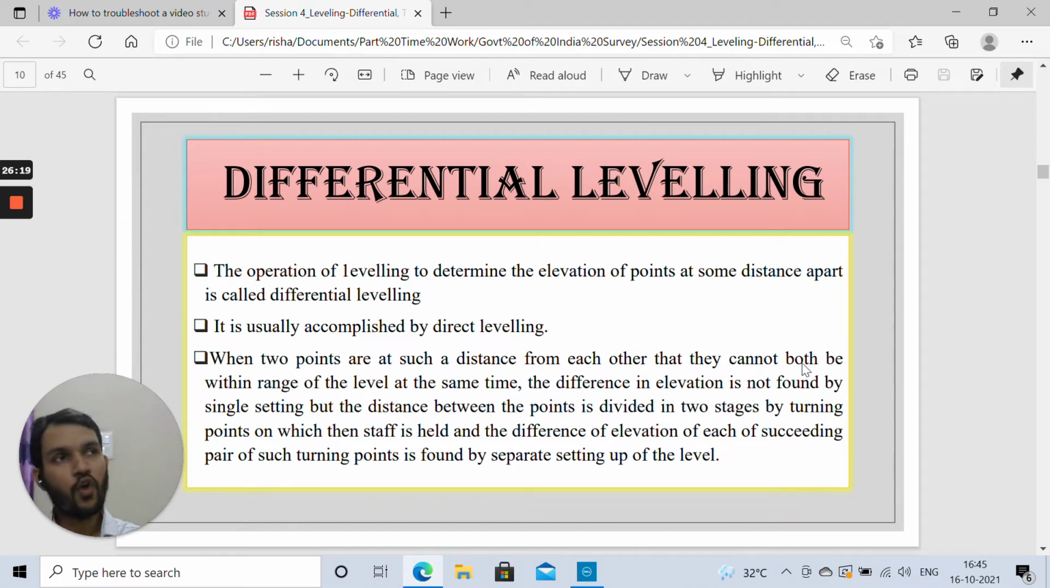But if that particular point cannot be sighted, suppose we are trying to go further apart, what we will do is install our instrument in such a way at a particular station so that at least station B should be visible. Any one station whose RL is known to us should be visible from that particular setup of the instrument. Wherever you mount your instrument, any one station should be visible.